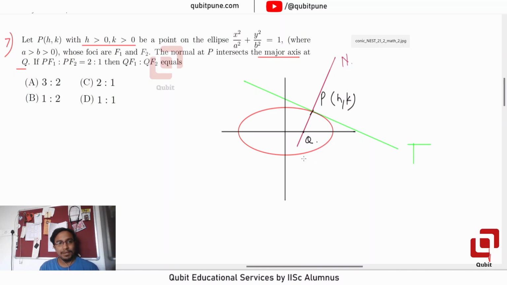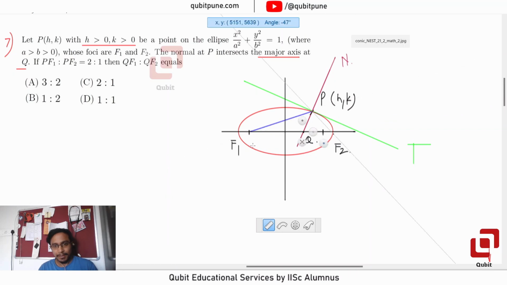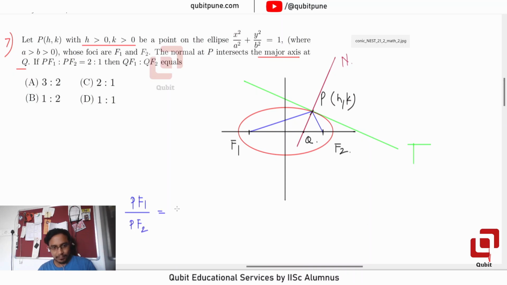If PF1 is to PF2, okay, foci, say F1, say F2. So PF1 is to PF2 is given, P to F1 and P to F2 is 2 is to 1. Then what would be, according to them, QF1 upon QF2?